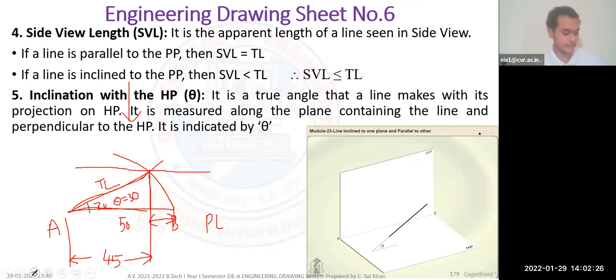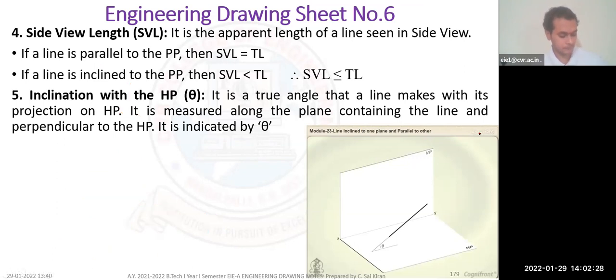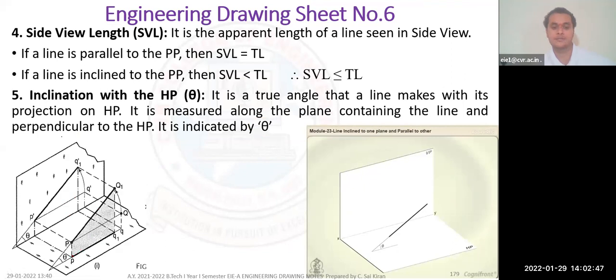So whenever it is measured along the plane containing the line perpendicular to HP, it is indicated by theta. So whenever there is any angle of inclination with respect to the horizontal plane, you have to give it as theta. Okay. So this is my true length. This is my true length PQ. So listen carefully. This is my true length PQ.